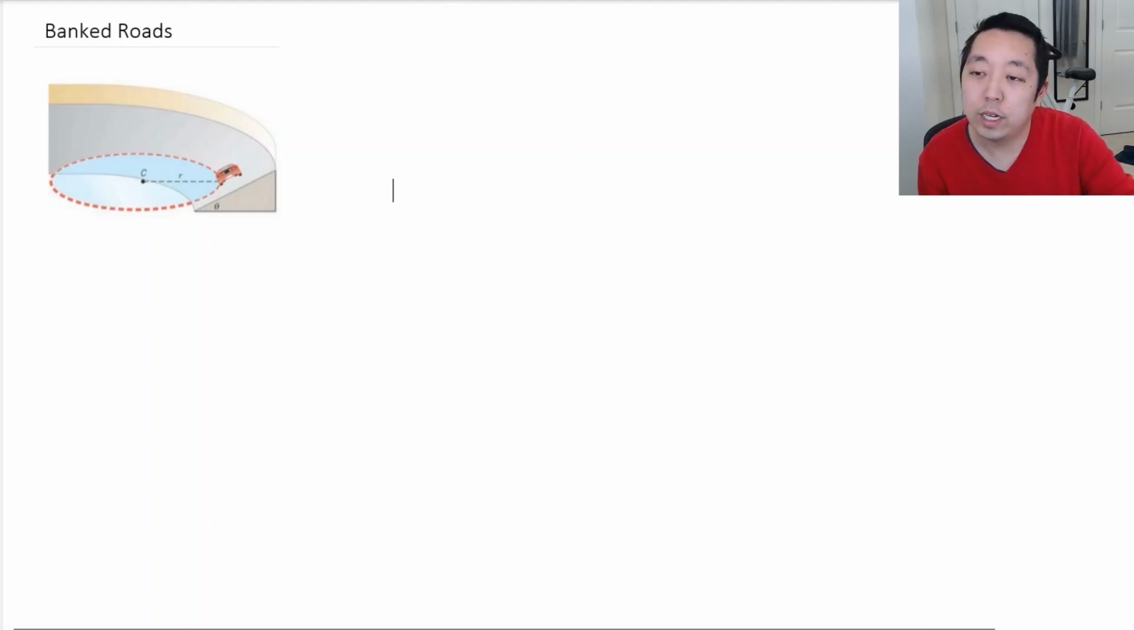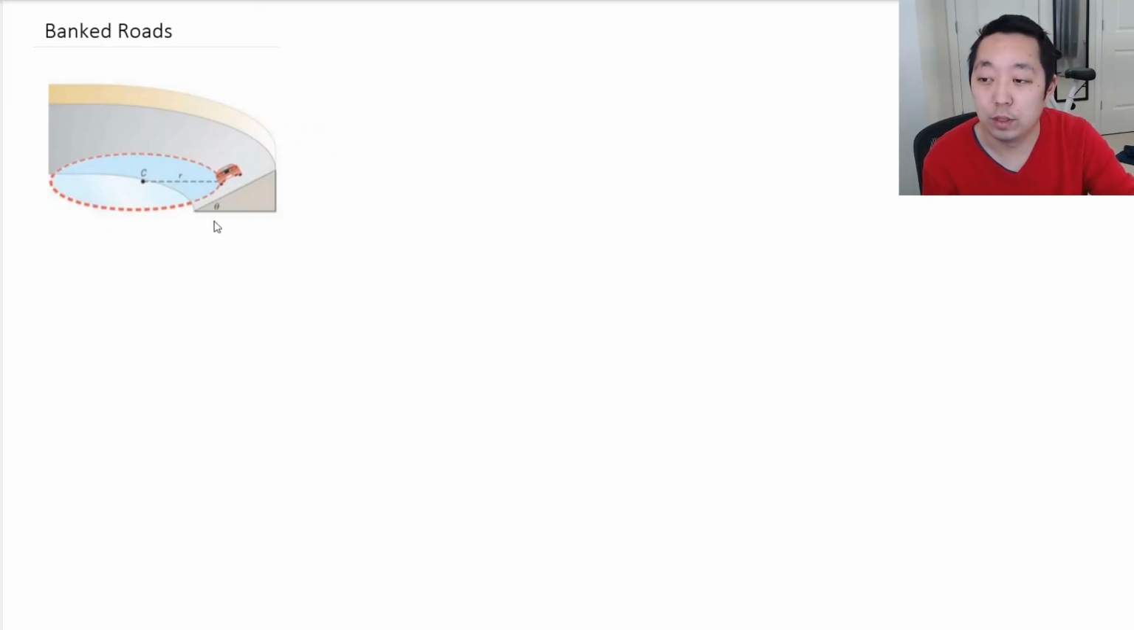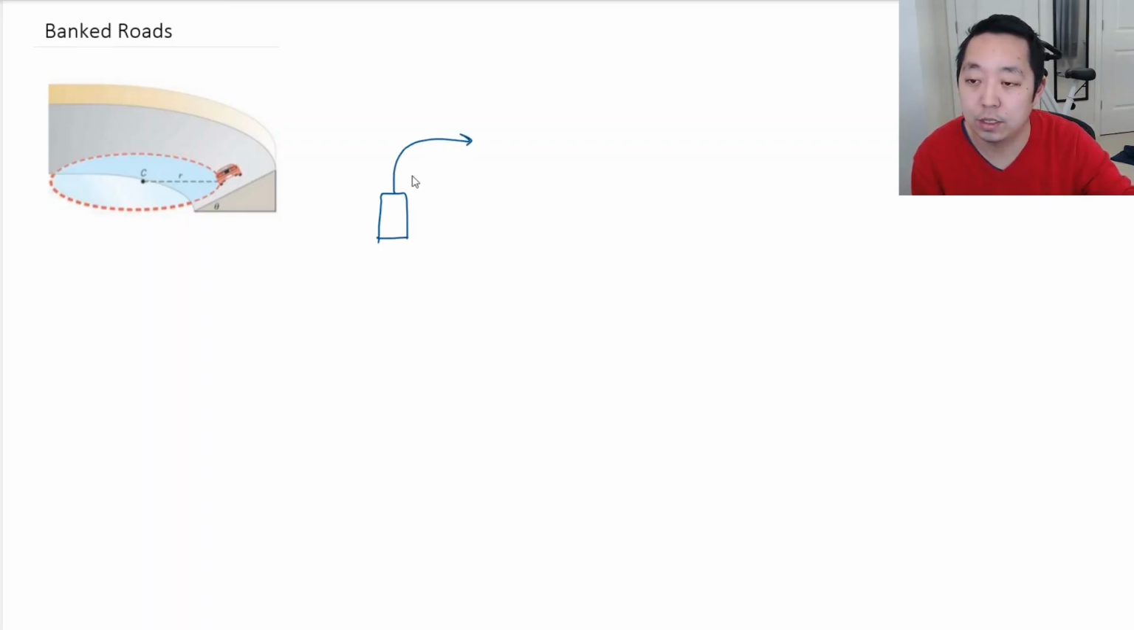So one important kind of free body diagram that's important to set up is one about banked roads. This has to do with the idea that if you are attempting to make a turn on a circular path, and you're going pretty slow, it's easy to make a circular turn. Like if I'm driving a car here, and this is an aerial view of my car, and I want to make a right turn like this, I'm going to do this circular path.